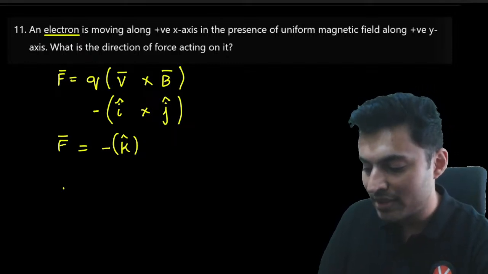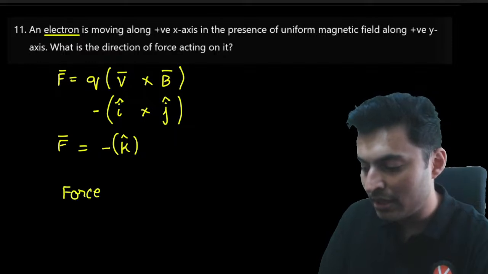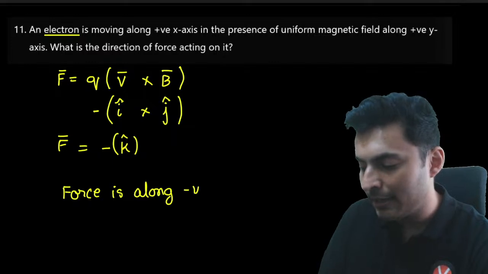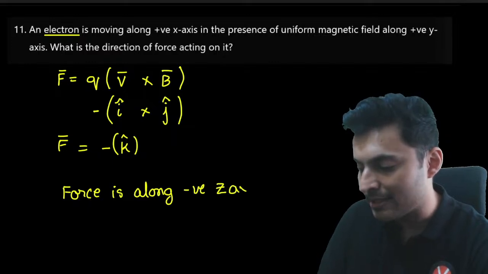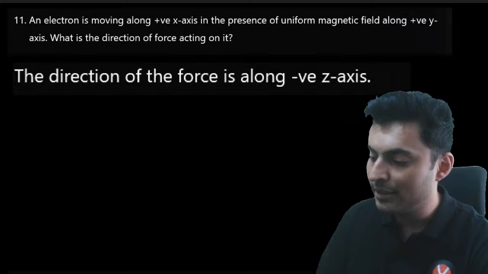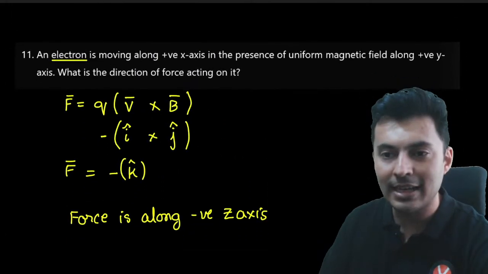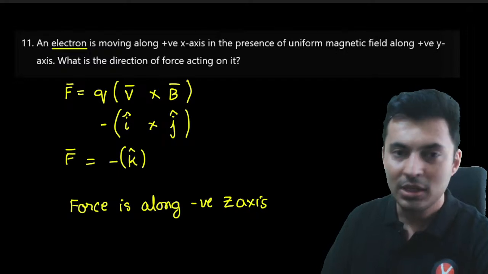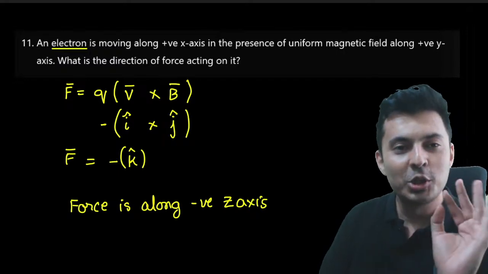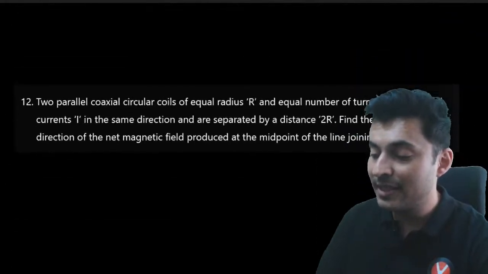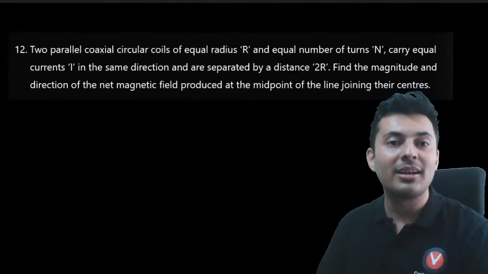So the force is along the negative Z axis. The force is along the negative Z axis. Is that very, very clear? Absolutely. Very good. So if you miss the minus sign, you will get zero marks. Such simple questions will come, but silly mistake chances are there because you are in a hurry.